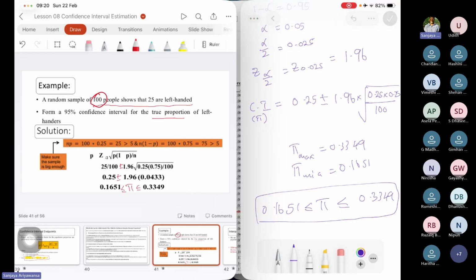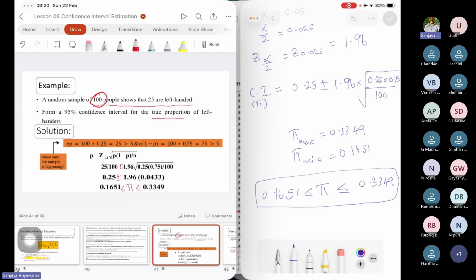Right, so this is the estimation. So we are 95% confident that pi is between these two. So how do we interpret that?